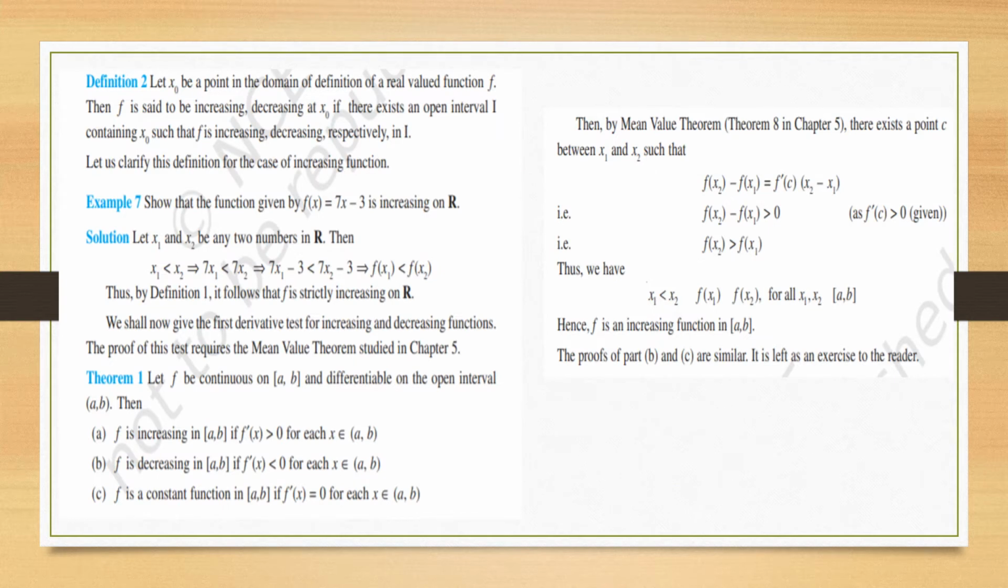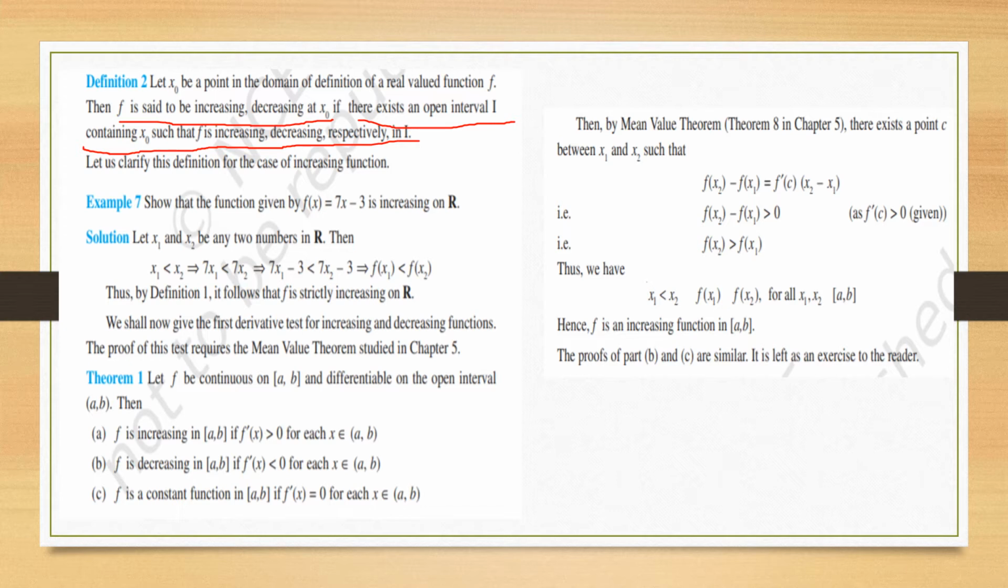Definition number 2 says: let x naught be a point in the domain of definition of a real valued function f, then f is said to be increasing, decreasing at x naught if there exists an open interval I containing x naught such that f is increasing, decreasing respectively in I. Means a function is said to be increasing or decreasing at a point x naught if some open interval exists in which this point x naught is lying, such that the function is increasing or decreasing respectively in this interval I.